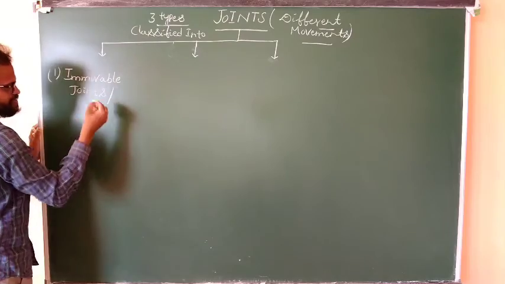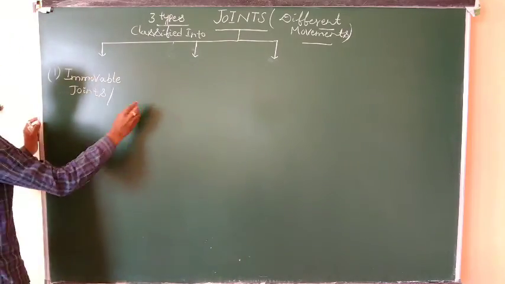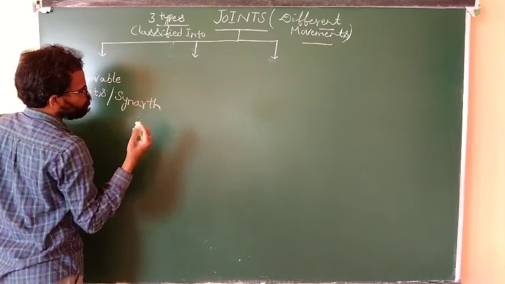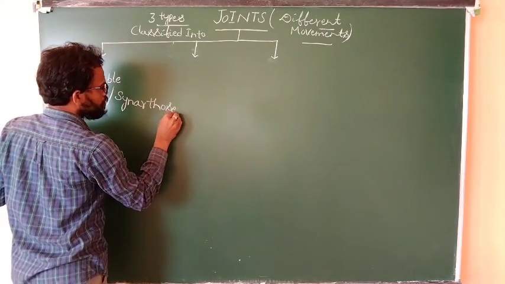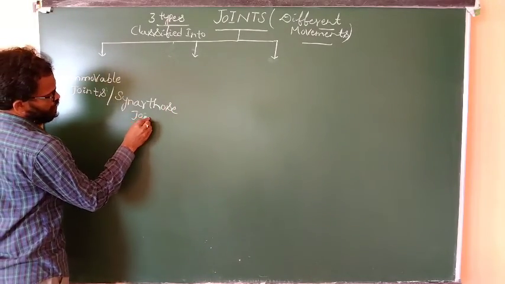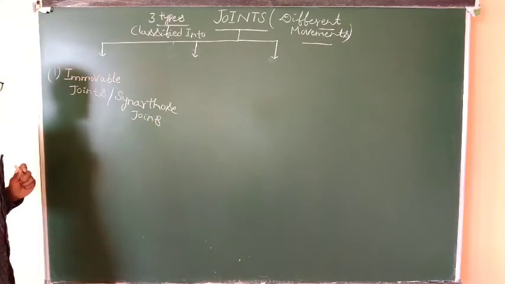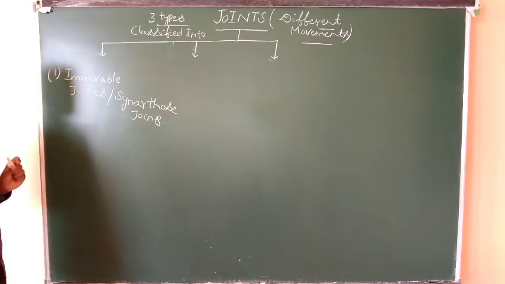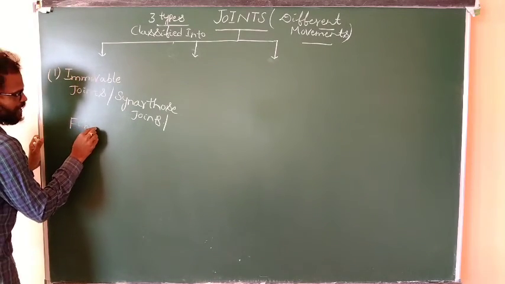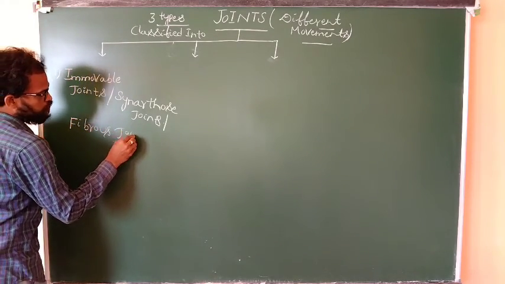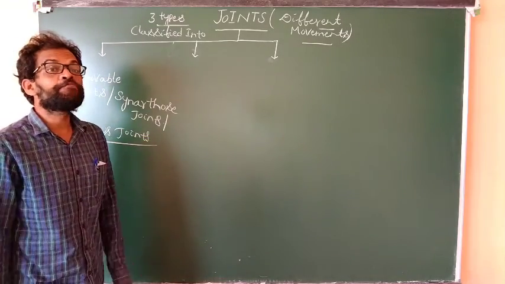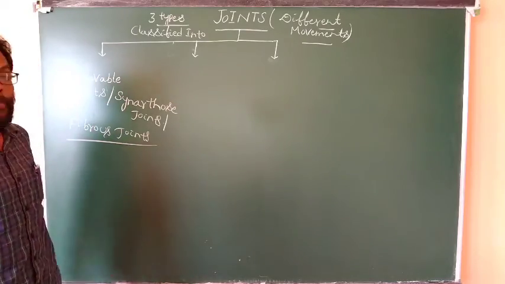Immovable joints are also known as synarthrose joints, and also known as fibrous joints. What is the first joint? Immovable joints. There is no movement.